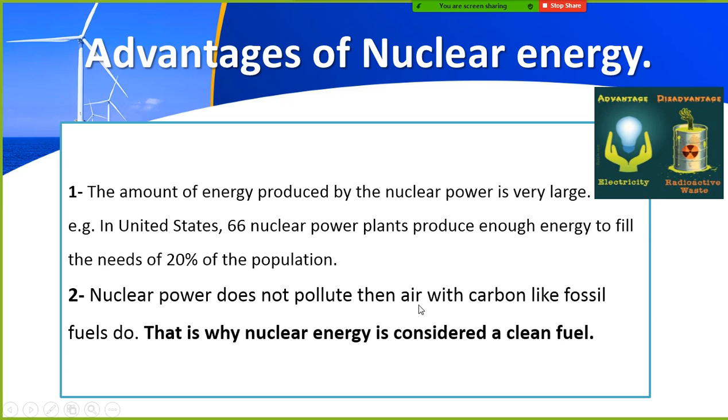Another advantage is that nuclear power does not pollute the air with carbon. I told you that when we burn fossil fuels, of course it produces a large amount of smoke, and this pollutes the air. But nuclear power does not pollute the air because it does not burn. That's why nuclear energy is considered a clean fuel. You might find a question asking why we consider nuclear energy a clean fuel. Because it doesn't pollute the air with carbon like the fossil fuels.